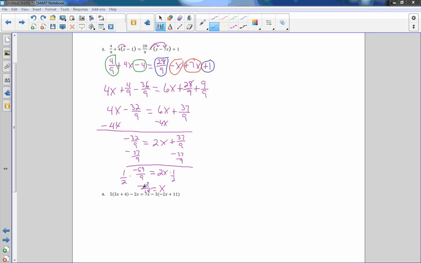One last step, if my fraction reduces, I will reduce. So it's going to become, 69 is a factor of 3, so is 18. I'll divide it by 3. 3 goes into 6 twice. 3 goes into 9 3 times. 3 goes into 18 6 times. So x equals negative 23 over 6.